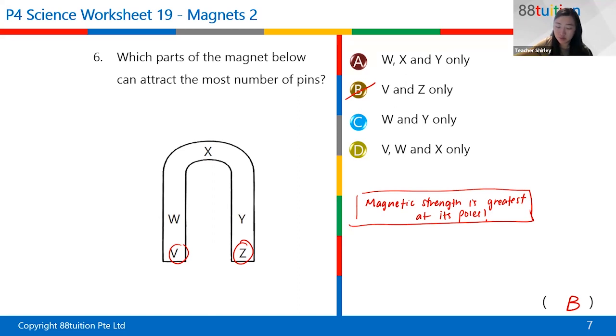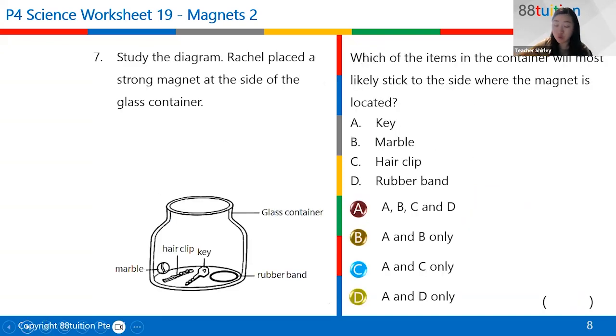Question 7, also one of you got it wrong, the rest of you got it right. For those of you who did your homework, one of you got it wrong, so let's just go through. Study the diagram. Rachel placed a strong magnet at the side of the glass container. Which of the items in the container will most likely stick to the side where the magnet is located? Key and marble. Is marble made of a magnetic material?